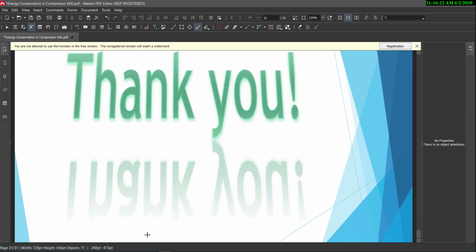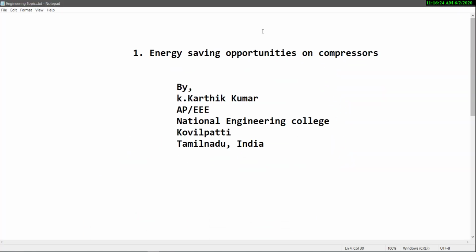And this is about energy saving opportunities on compressors. Till now we have seen pumps, fans, and now energy saving opportunities on compressors. These are devices that are available in day-to-day life and day-to-day industrial applications.